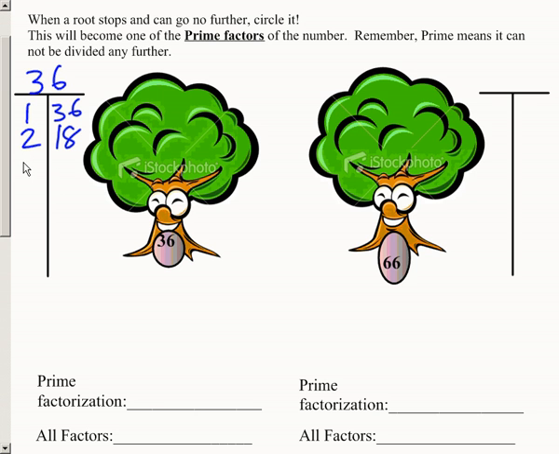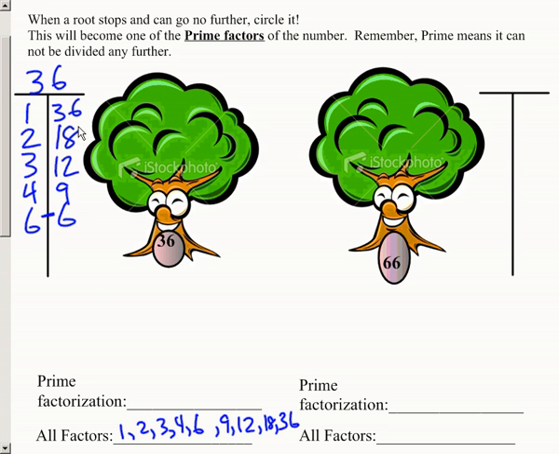Now we did 1 and 2. Let's try 3. Yep. 6 plus 3 is 9, so I know it's divisible by 3. And 3 goes in 12 times. I know that 4 times 9 is 36. And 6 times 6. Once you have a double, you know that you're done. So these are all the factors of 36. So let's go ahead and list those. 1, 2, 3, 4, 6, 9, 12, 18, and 36. That one has a lot. So you can see how this T-chart makes it nice and organized, really easy to solve.